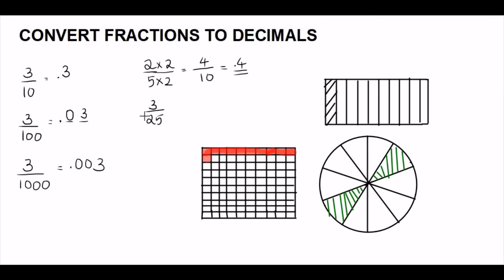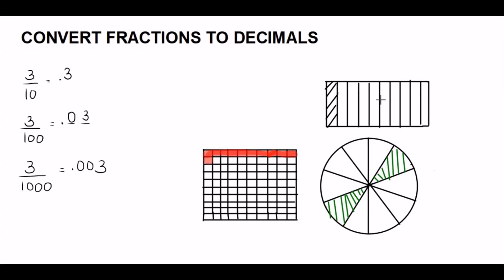Now let's take another example, that is 3 by 25. So here you can see the denominator is not a multiple of 10, but you can convert 25 to 100. That is, multiply 25 by 4. Then you will get 25 into 4 is 100. When you multiply some value to the denominator, you have to multiply the same value to the numerator. So the number will be 12 by 100. Now you can easily convert this fraction to decimal. That is, there are 2 zeros in the denominator. That means after the decimal point, there will be 2 decimal places. So the decimal number is 0.12.